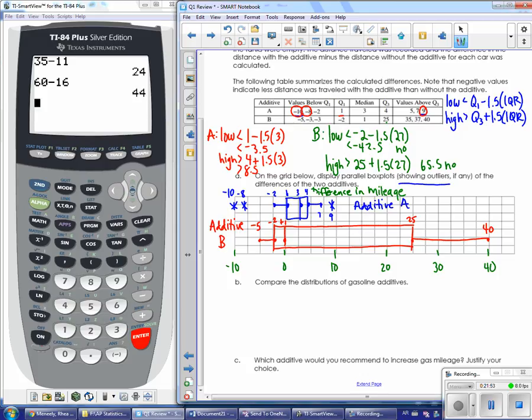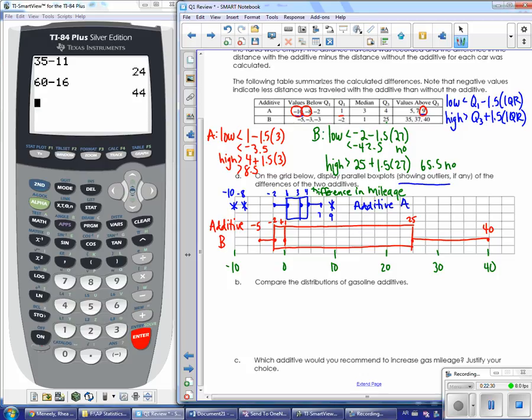So when we're talking about the context, the first thing you might want to say is the graphs above, or the box plots above, show the distribution and the difference of gas mileage with additives A and B. I can definitely see that additive B is much more skewed to the right than additive A, which is a little bit more symmetric. When I'm comparing the typical mileage, there is a difference, but it's a very small difference. So additive A is only 2 miles greater than additive B, with a median of 3 compared to a median of 1 for additive B.